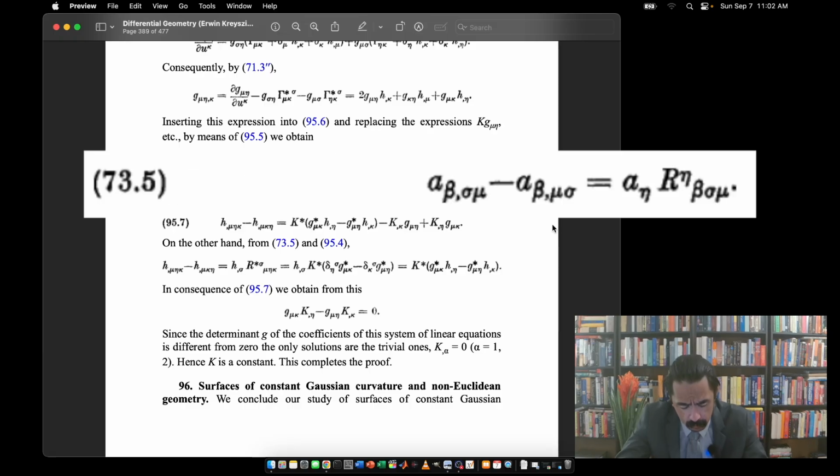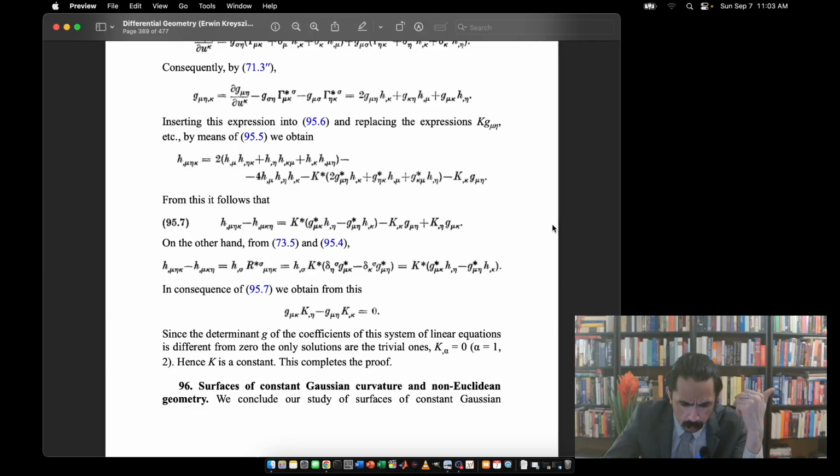On the other hand, from expression 73.5, which to remind ourselves states a_{β,σμ} − a_{β,μσ} = a_η R^η_{βσμ}, and expression 95.4 above, we have h_{,μηκ} − h_{,μκη} = h_{,σ}R*^σ_{μηκ} = h_{,σ}K*(δ^σ_η g*_{μκ} − δ^σ_κ g*_{μη}) = K*(g*_{μκ}h_{,η} − g*_{μη}h_{,κ}).